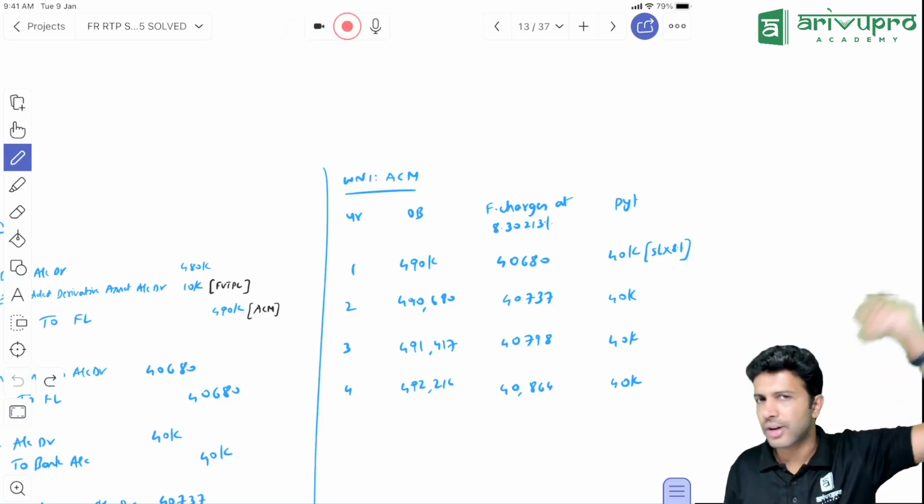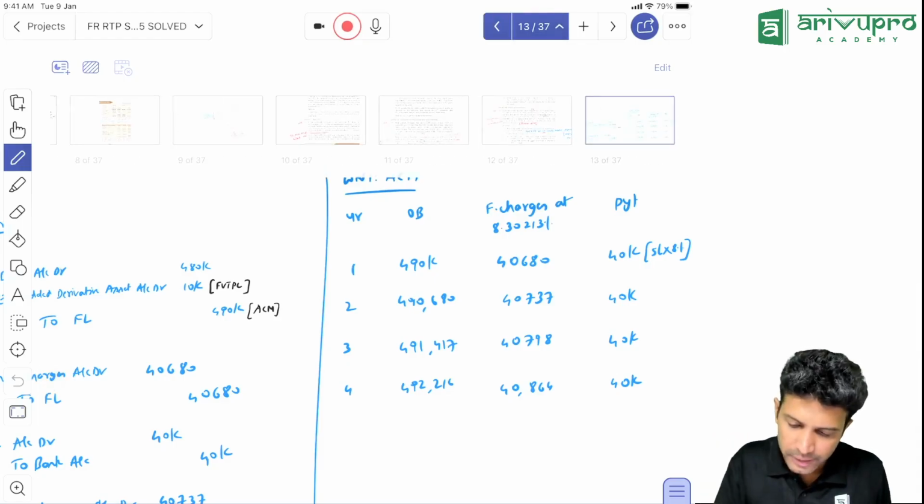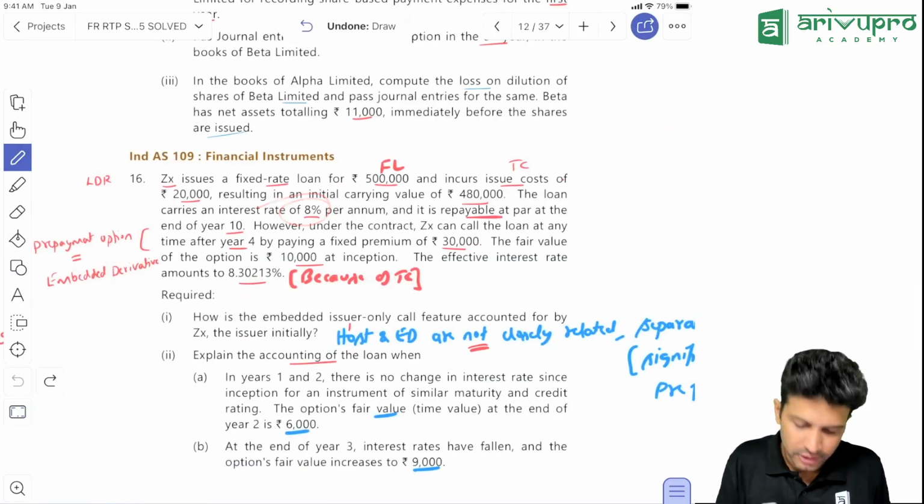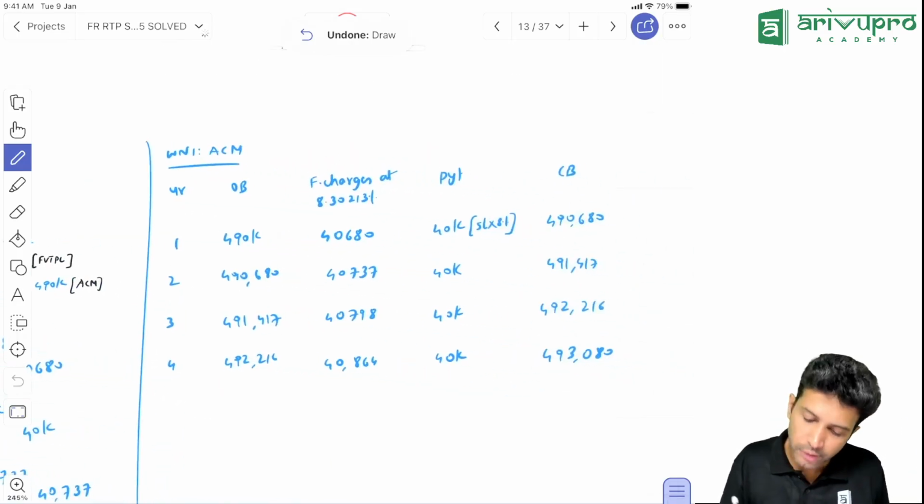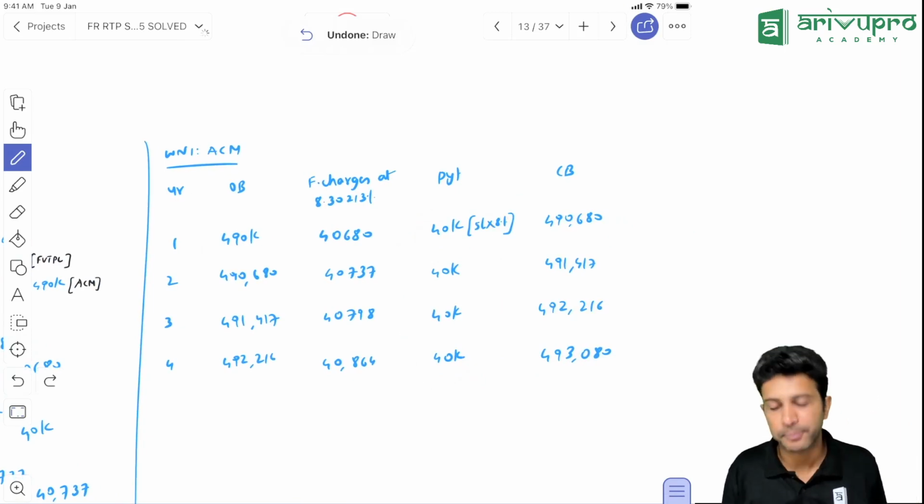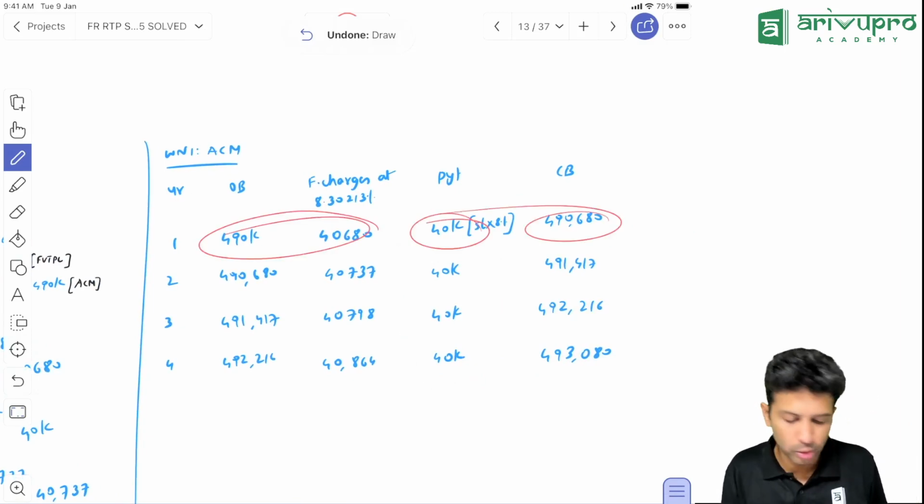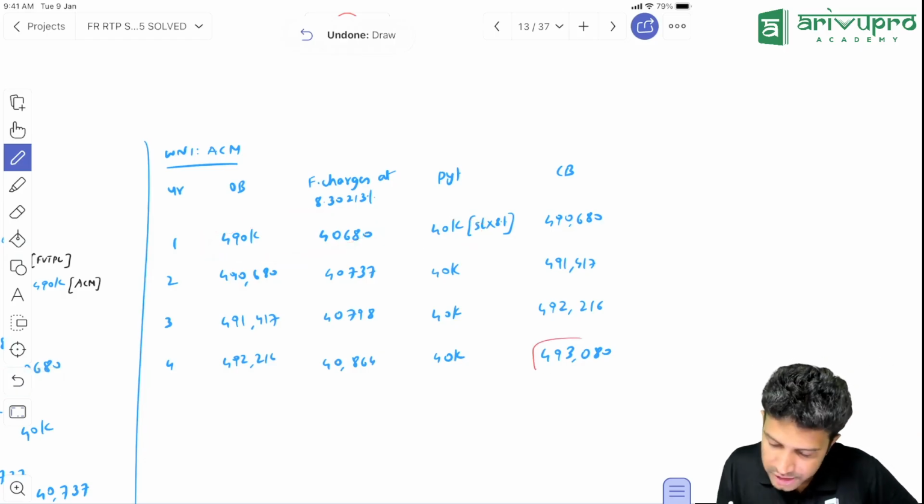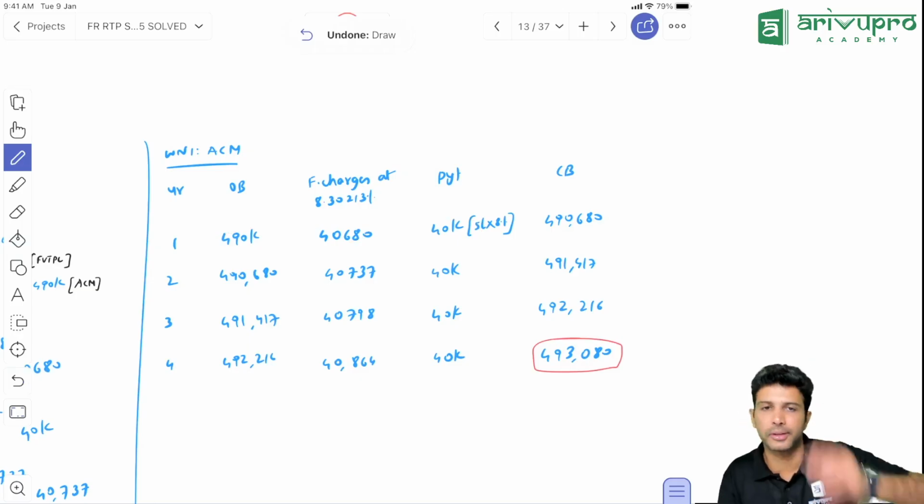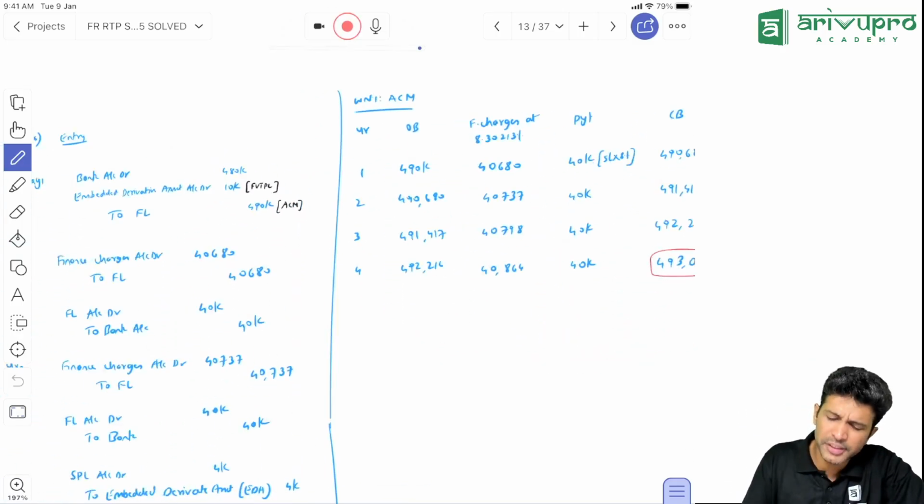Now interest you have to pay every year, and the actual interest rate you are paying is 8%, and interest is calculated on the face value, which is 5 lakh. 8% of 5 lakh is 40,000. That is the interest you will pay for all years. These two additions minus this will give you the closing balance, a normal ACM table. So this is the balance of financial liability at the end of the 4th year, for which I've given you the journal entry.